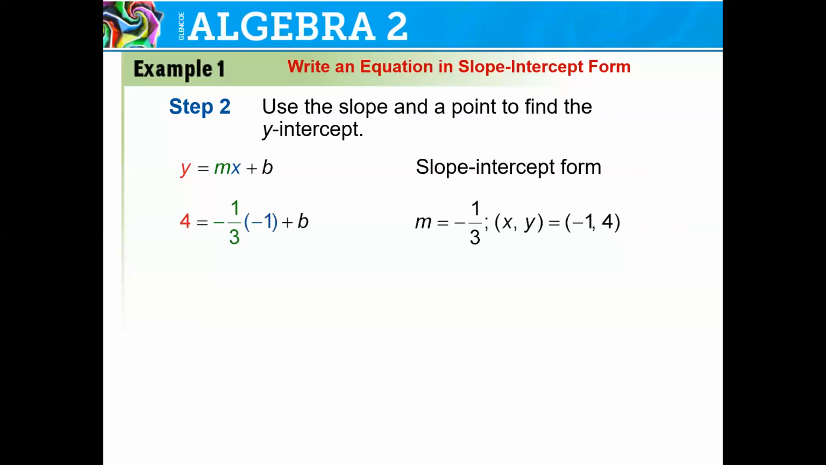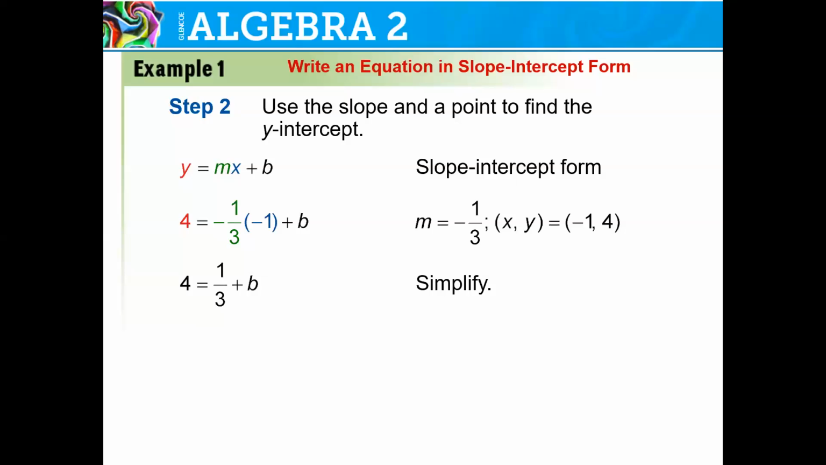So they've chosen to use the point -1, 4. Once again, we found that by using the grid lines. So they've plugged it all in, and then they've simplified. So once they've simplified, we have a positive 1/3 plus b is equal to 4. Okay, so once again, they plugged it all in, and now it's just solving for b. So we have 4 is equal to 1/3 plus b.